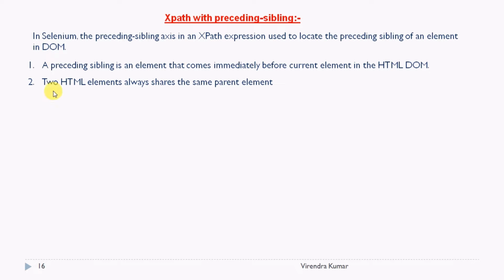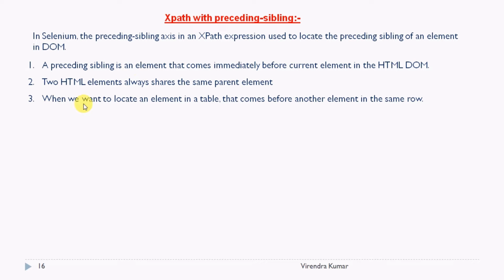The second condition is that the two HTML elements always share the same parent element. Preceding siblings also follow the parent-child relationship. Under the same parent element we have two or more HTML elements, but there should be at least two, and they should share the same parent. When we consider the second element as the current node, the first one we call the preceding sibling in the HTML DOM.